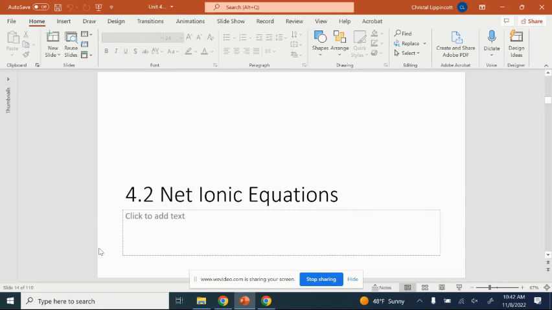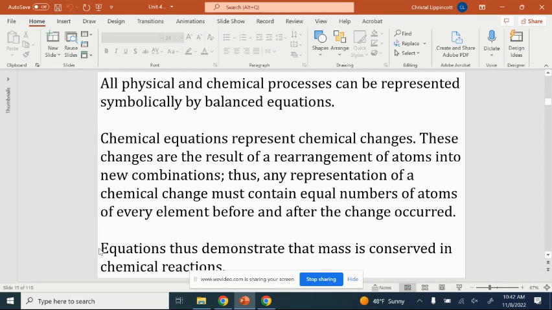What's the word? All right, net ionics. All physical and chemical processes can be represented symbolically by balanced equations. Chemical equations represent those chemical changes. These changes then show how the atoms are rearranged in new combinations. They show that by balancing them, we end up starting and ending with the same amounts.